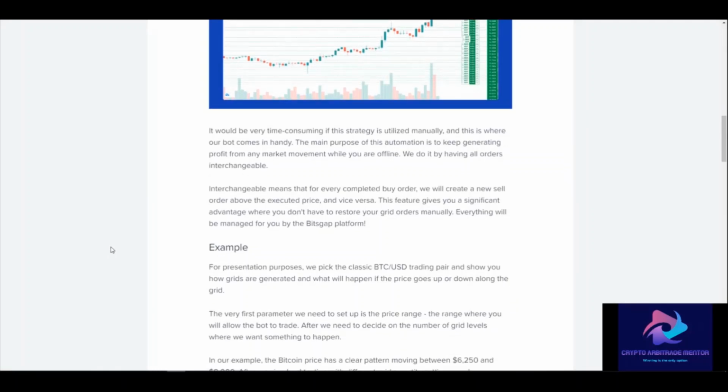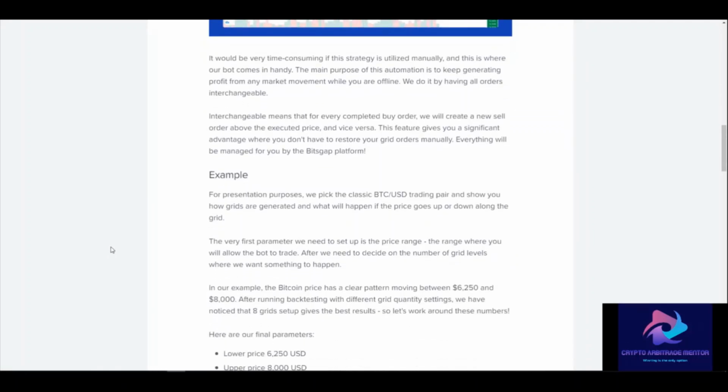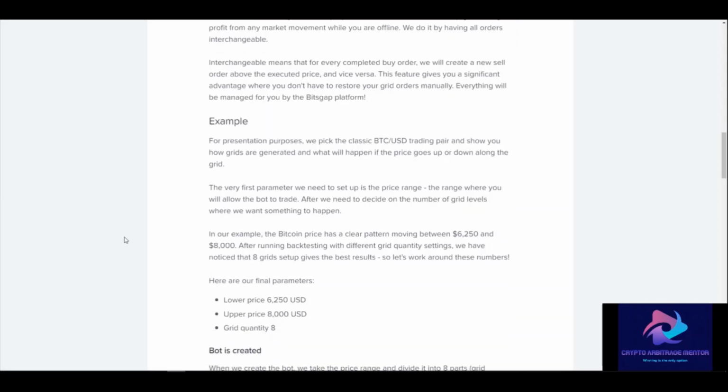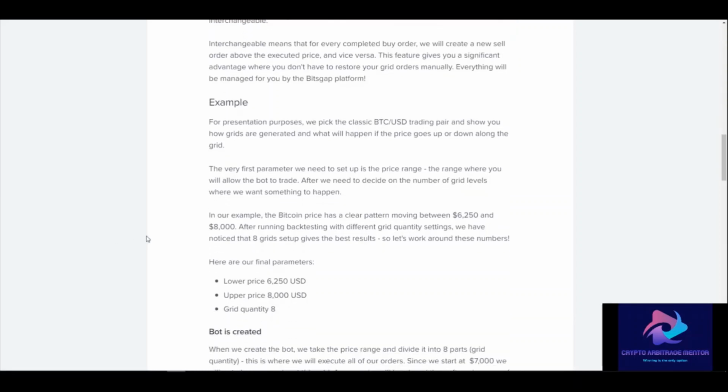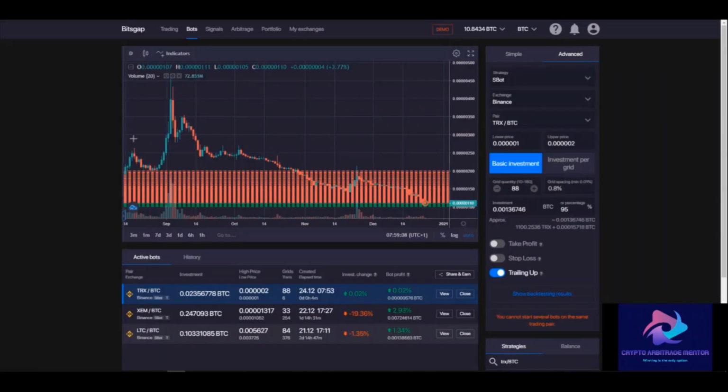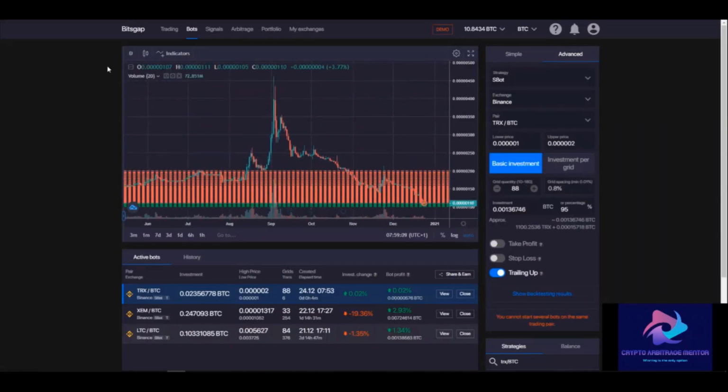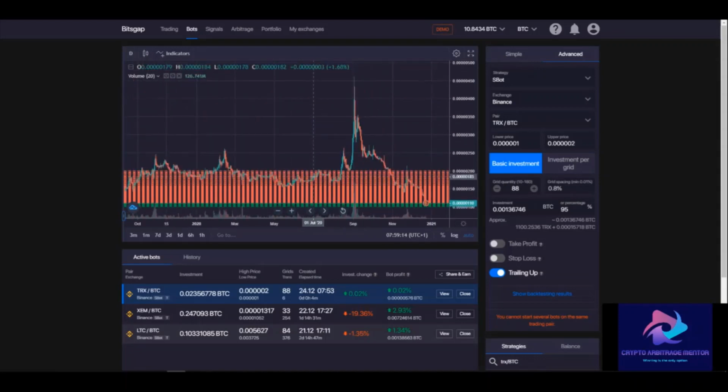Example. For presentation purposes, we pick the classic BTC USDT or US dollar trading pair and show you how grids are generated and what will happen if the price goes up or down along the grid. The very first parameter we need to set up is the price range, the range where you will allow the bot to trade. After, we need to decide the number of grid levels we want. This is a very important part, where we are setting our grid, and you can go to the chart and imagine where the price is going to go.